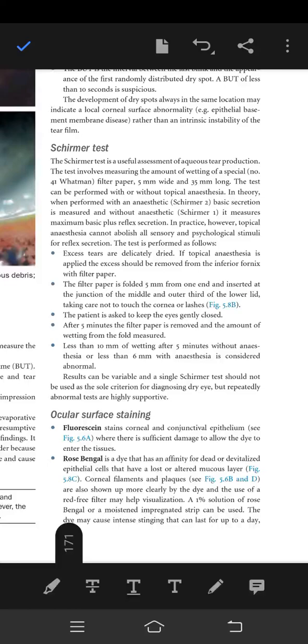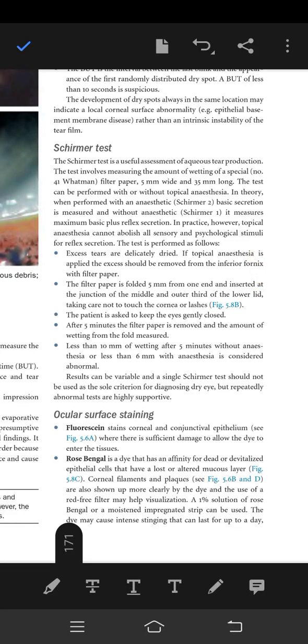The patient is asked to keep the eyes gently closed, and then after 5 minutes the filter paper is removed and the amount of wetting from the fold is measured. If it is more than 10 mm, then it is normal, and less than 10 mm of wetting after 5 minutes without anesthesia, or less than 6 mm with anesthesia, is considered abnormal. Results can be variable.